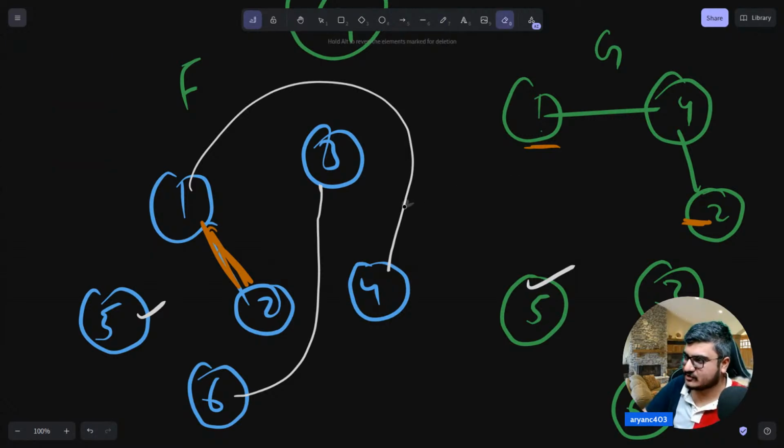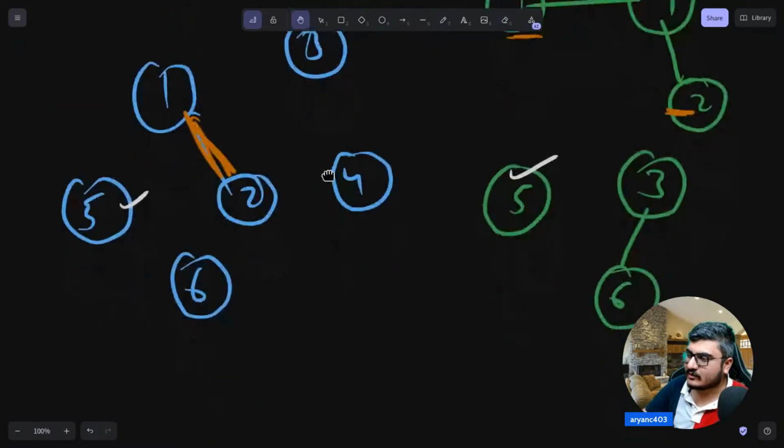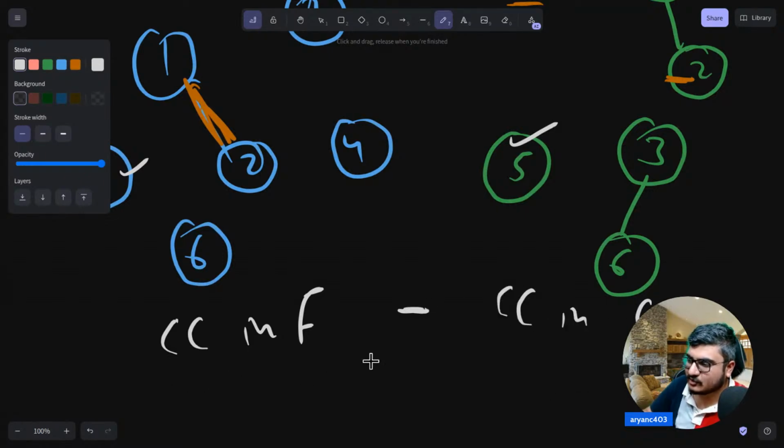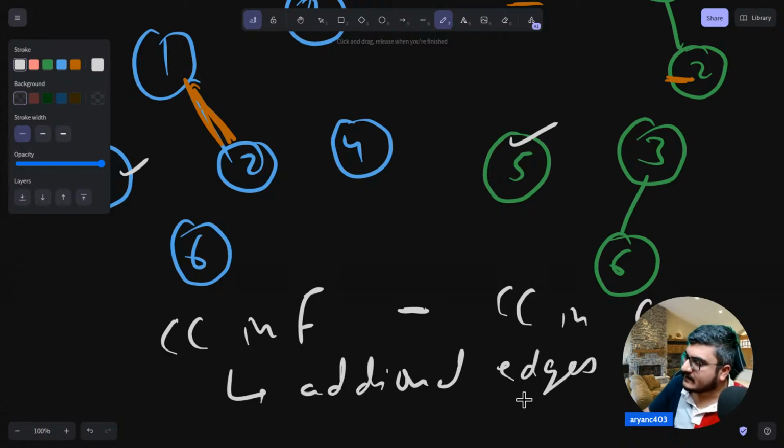Or one way you can do is you count the number of connected components in F minus the connected component count in G. Essentially those would be the extra additional edges we need. You can try to maintain it manually using a DSU or something, or you can just look at the number of connected components in F and the number of connected components in G. Their difference is the number of edges you should add.